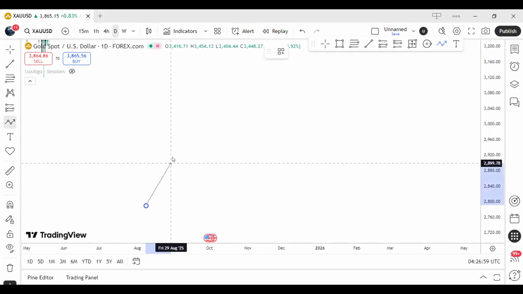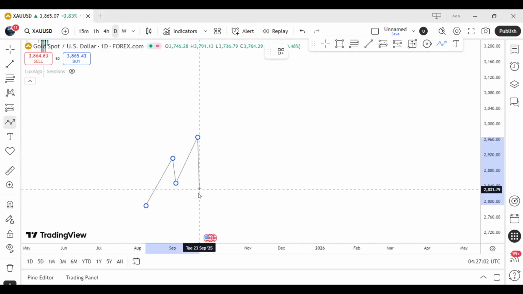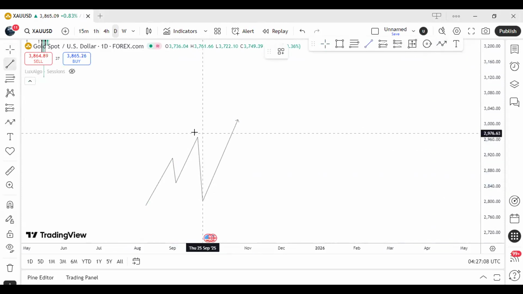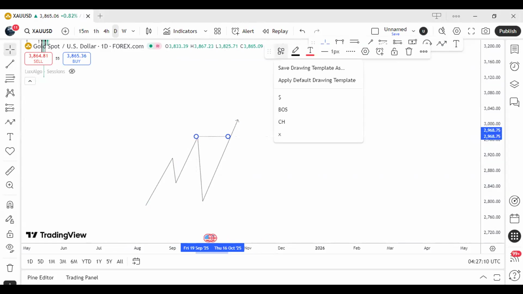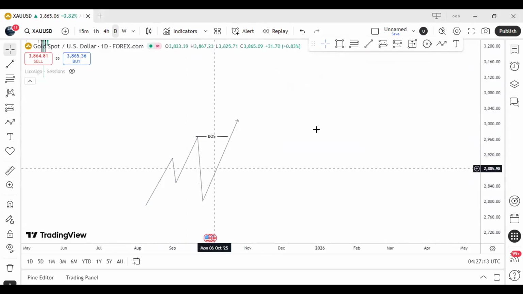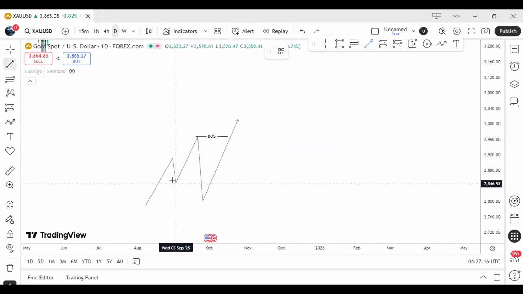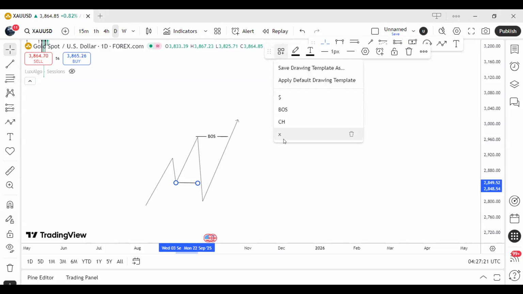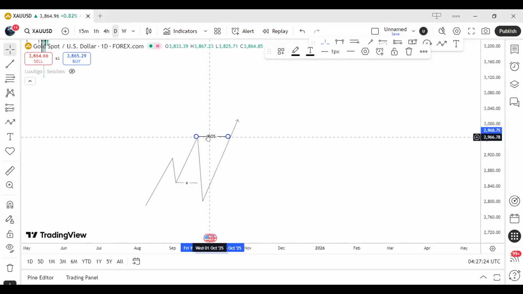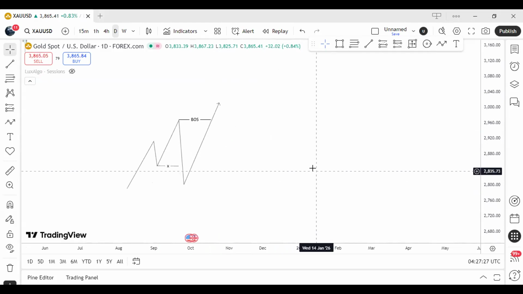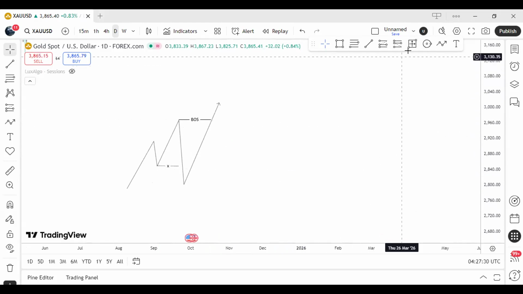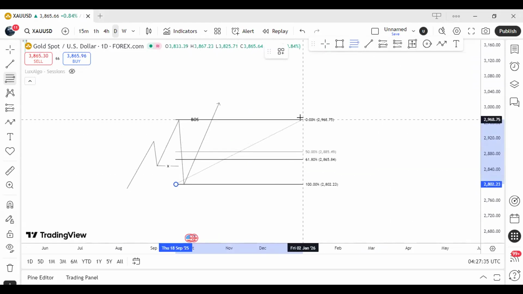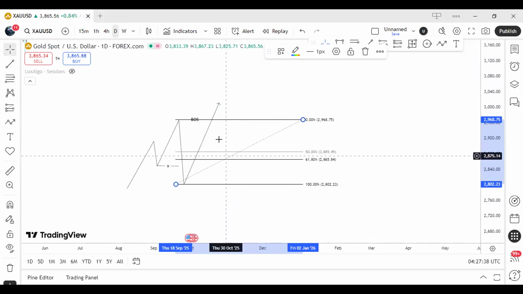For example, if we have a structure like this, now this is a break of structure, right? Why? Because it took out this inducement here. There was an inducement taken here, so that makes this a valid break of structure. Do you understand? So if we are to look for entries now, we need to wait for price to come to at least the 61.8 or 50% retracement level, which is around this zone here, to look for buys.